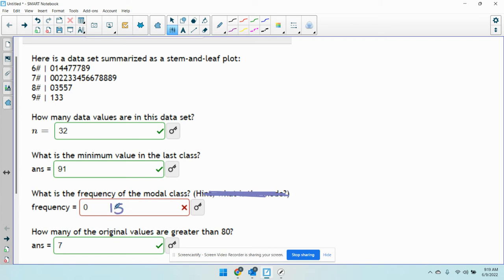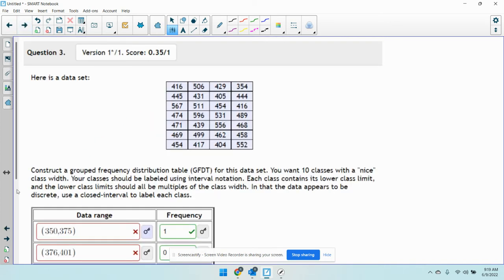Again, a little misleading, but that's going to be 15. I really don't like that hint because that makes you think look for the mode, which is not what we're actually looking for. This one here, your answer is pretty close.